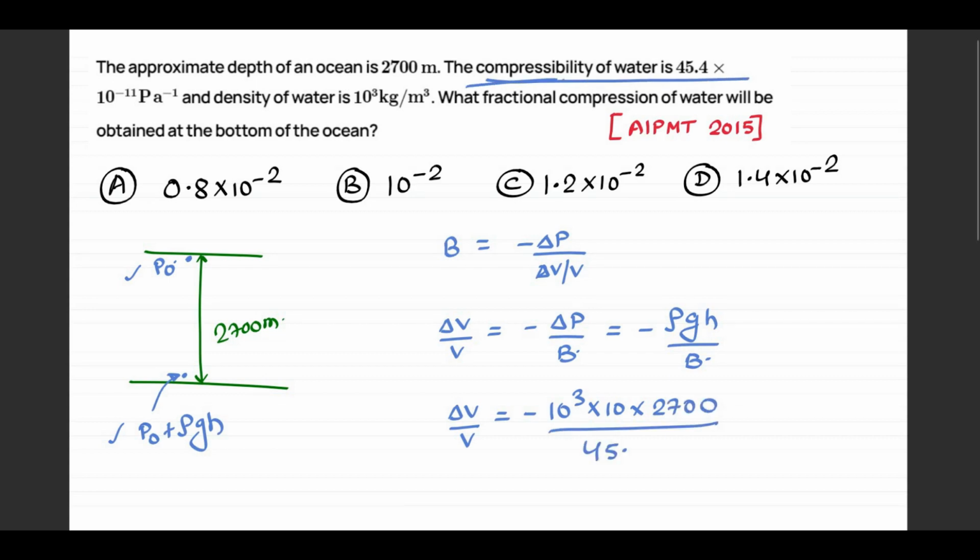Now compressibility factor is given, please pay attention here, and I know compressibility factor is 1 by B, so B will be 1 by K, so it will be 1 by compressibility factor. From here delta V by V will be, minus will be there. If you solve this, it will nearly turn out to be this. Negative sign again just signifies that there is a decrease, and hence when you mark the option, it should be option C. Fine. Okay.